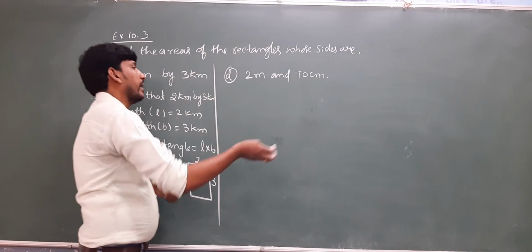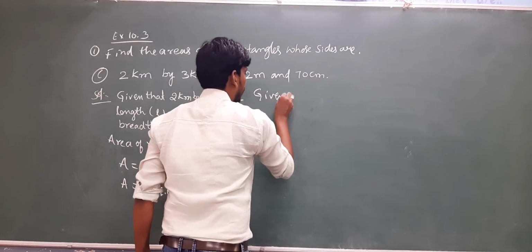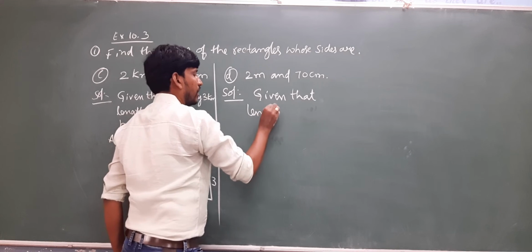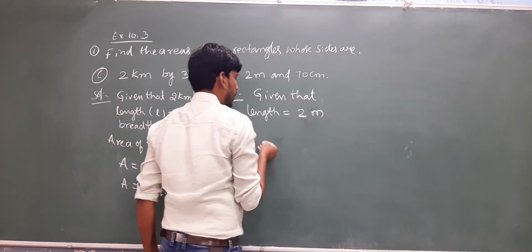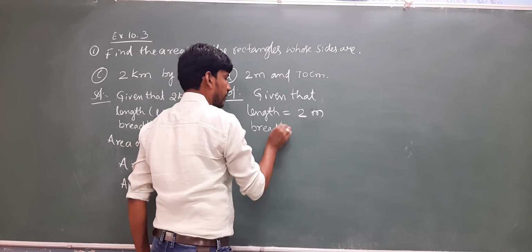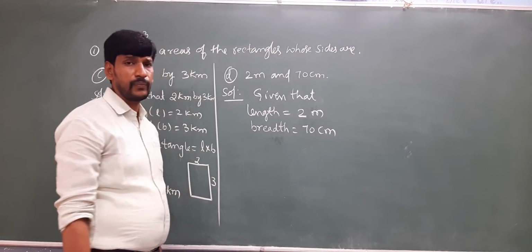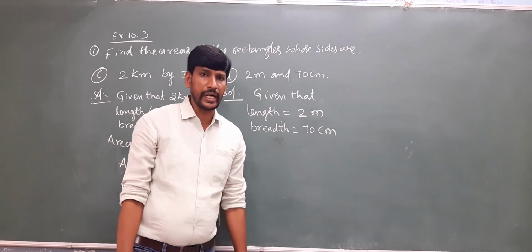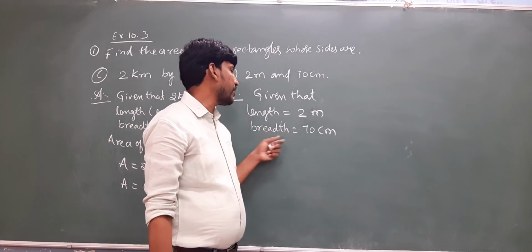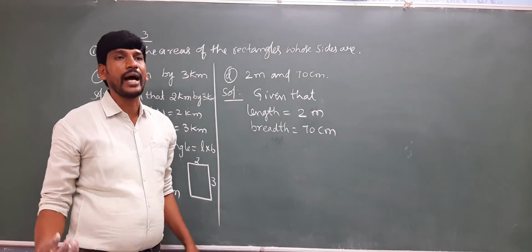Now coming to the D bit. Solution. See, given that length is equal to 2 meters and breadth is equal to 70 centimeters. Can you multiply these two directly to find the area of the rectangle? We cannot, because here the length is in meters and the breadth is in centimeters. So we cannot multiply these two values directly.